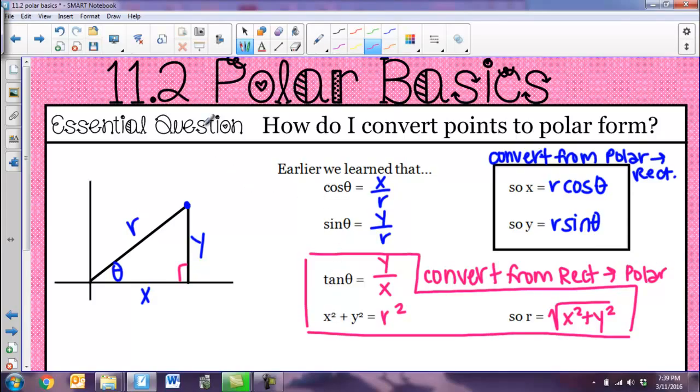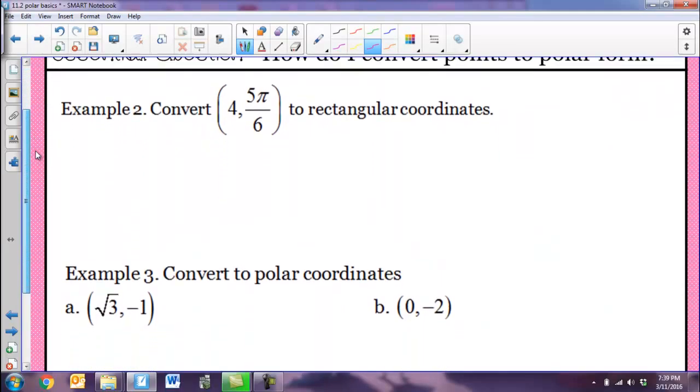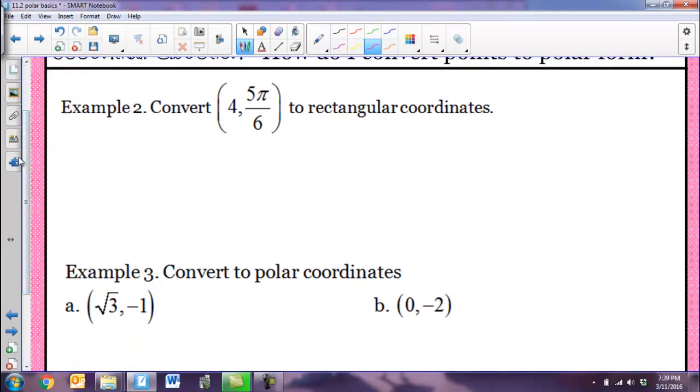Okay, so let's go ahead and practice doing this. We want to convert 4 pi over 6 to rectangular coordinates. And again, we're going to use those two formulas that we just talked about. So this right here is my r, and this is my theta. We have my angle, we have my radius.